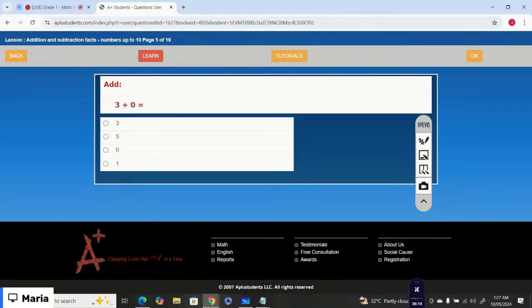The next one is 3 plus 0. So 3 plus 0 is 3. You have to add. So 3 plus 0 is 3. Option number 1 is the correct option.